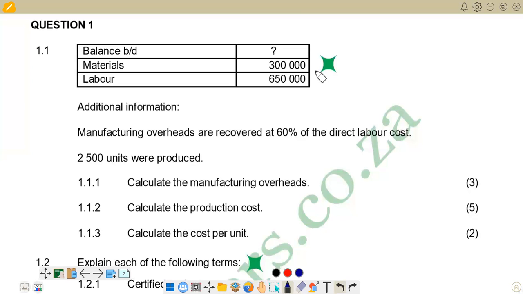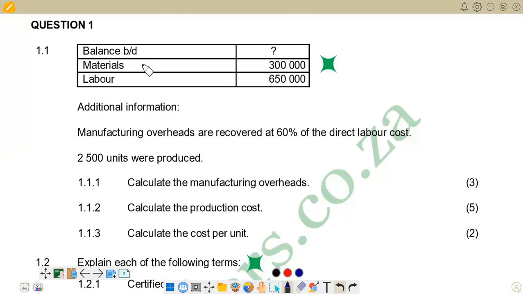Today we want to look at a question from a question paper of November 2022. This was the first question on that question paper, and we are going to go through the questions that we have here. And the first question that we have, that is question 1. On 1.1, we are given a table, and then we will balance BD.